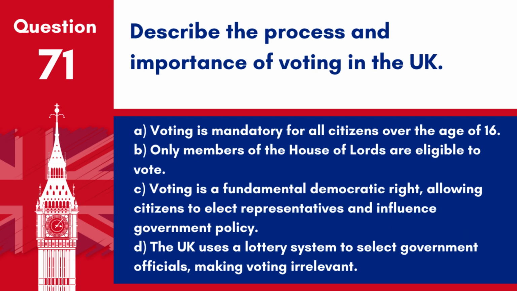Question 71. Describe the process and importance of voting in the UK. A. Voting is mandatory for all citizens over the age of 16. B. Only members of the House of Lords are eligible to vote. C. Voting is a fundamental democratic right, allowing citizens to elect representatives and influence government policy. D. The UK uses a lottery system to select government officials, making voting irrelevant.